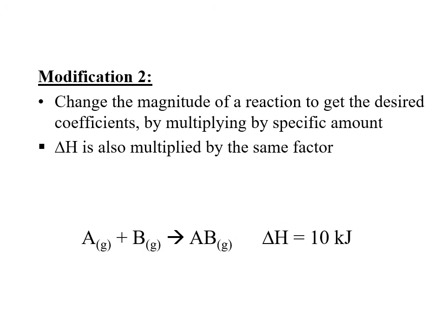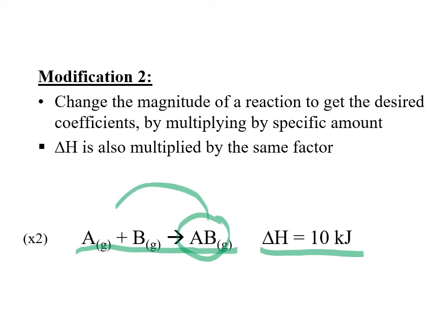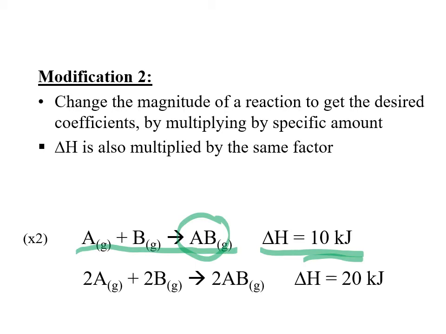Modification number 2 is essentially the same thing, but instead of multiplying it by a negative or flipping it, we're going to increase the magnitude of the reaction. So let's say, again, we had the reaction A plus B forms AB, and it's an endothermic reaction of 10 kilojoules. If we wanted 2 of these ABs to be on the reactant side, we could just multiply the entire reaction by 2, because we know that if you have one A reacting with one B to form one AB, it would be 10 kilojoules. So if we double the reaction, we just end up with 2 A's plus 2 B's forming 2 ABs, and the energy that went in would be twice the original amount. So we're just changing the magnitude of the entire reaction itself plus the delta H.